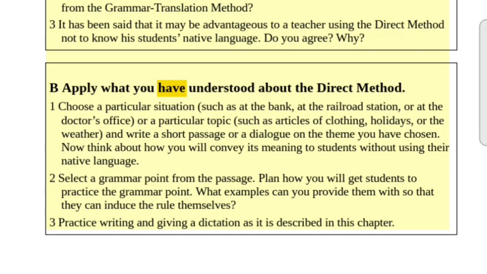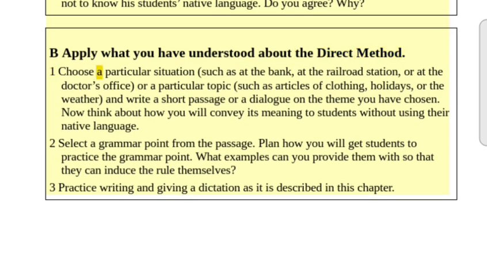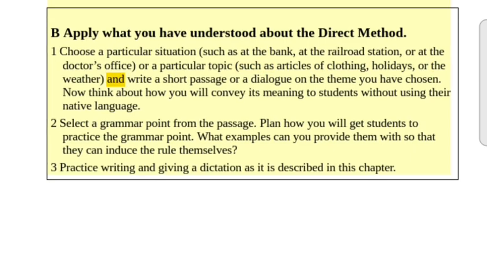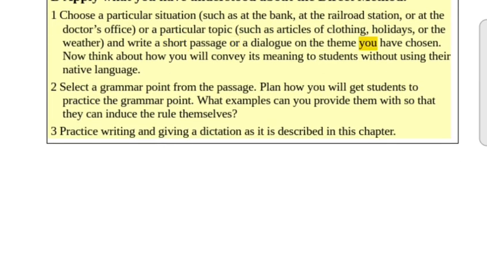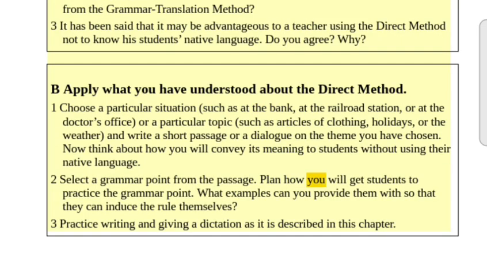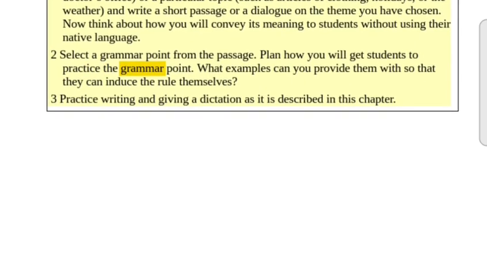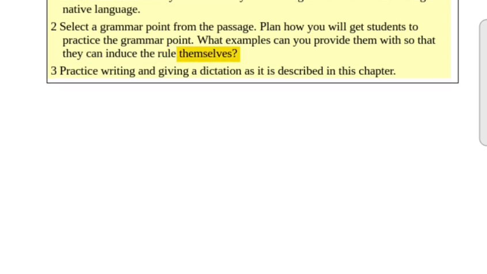B. Apply what you have understood about the direct method. 1. Choose a particular situation, such as at the bank, at the railroad station, or at the doctor's office, or a particular topic, such as articles of clothing, holidays, or the weather, and write a short passage or a dialogue on the theme you have chosen. Now think about how you will convey its meaning to students without using their native language. 2. Select a grammar point from the passage. Plan how you will get students to practice the grammar point. What examples can you provide them with so that they can induce the rule themselves? 3. Practice writing and giving a dictation as it is described in this chapter.